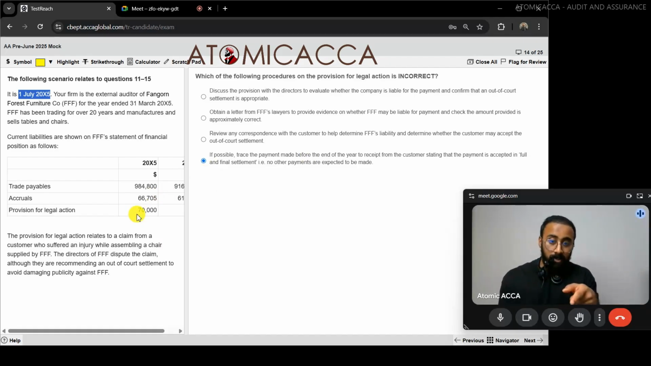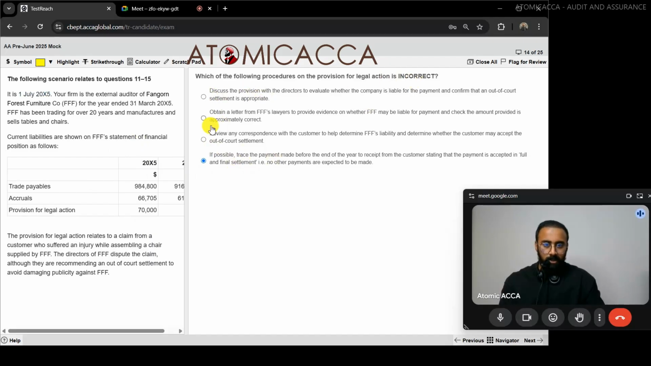If after the year end it was paid, let's say only 60,000, or if it was paid 100,000, that means you will have to make some modification for this amount. So post year end, if some payment is made, then you can trace it back to this figure and see whether it was approximately correctly recorded or not. But in the year end, definitely no payment will be made. So that is out. So option D is the incorrect one.